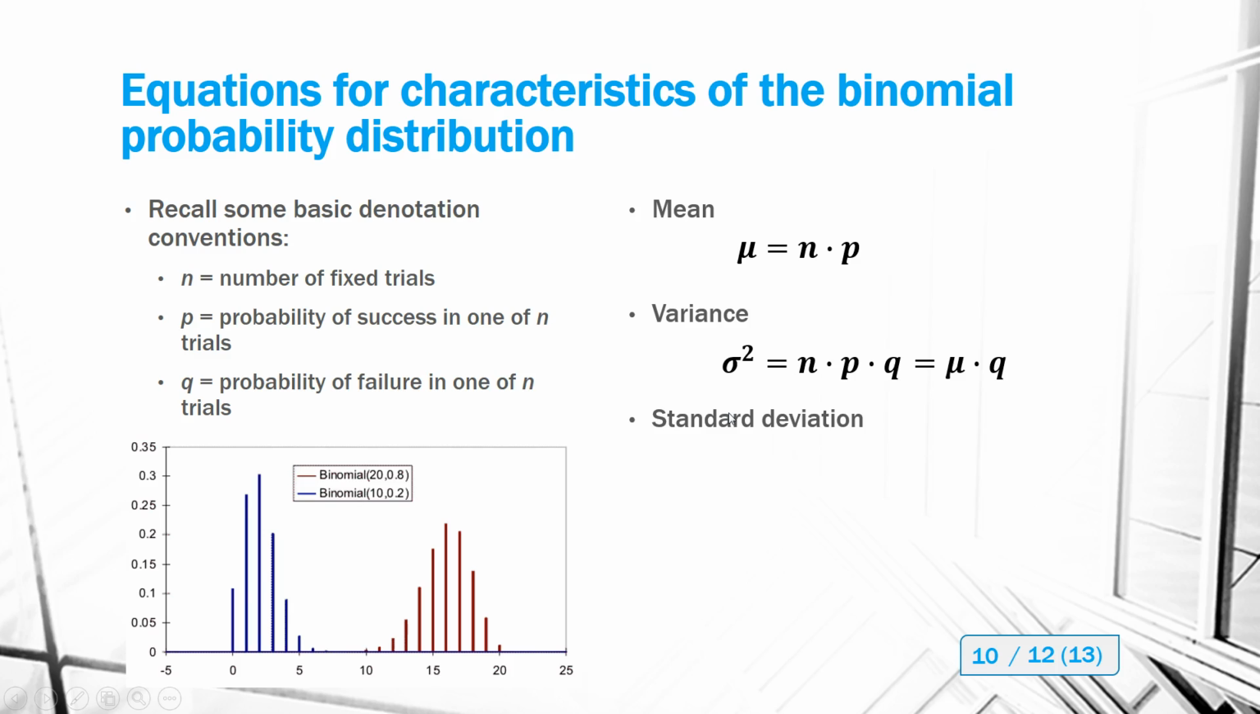Once we know how to calculate variance, it becomes really easy to calculate standard deviation. All we do is just take the square root. And of course, since N times P is the mean, we can calculate standard deviation if we know the mean. So we don't even need to know the variance to calculate standard deviation. If we know the mean value of the binomial probability distribution and the probability of failure, those two values alone can give us the standard deviation.